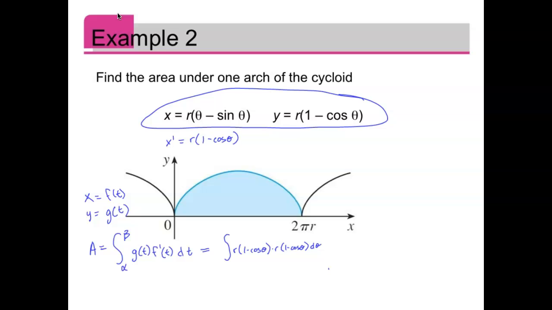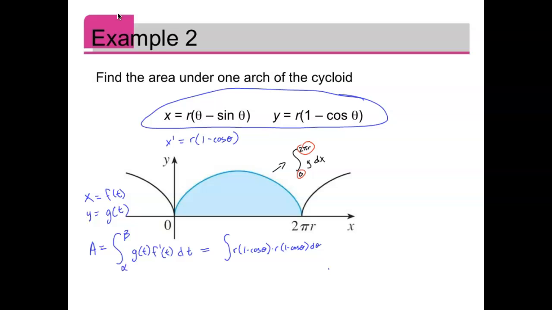Now my original integral, if we were integrating this with just respect to x, my integral would be from 0 to 2 pi r, yes? Of whatever that function is, dx. So now I need to get my limits here to be in terms of t. Right now, those are limits in terms of x.